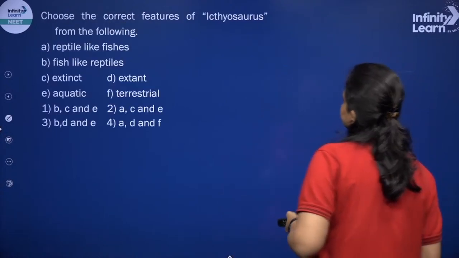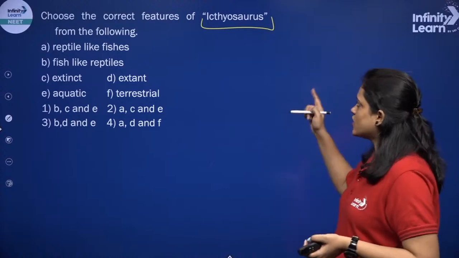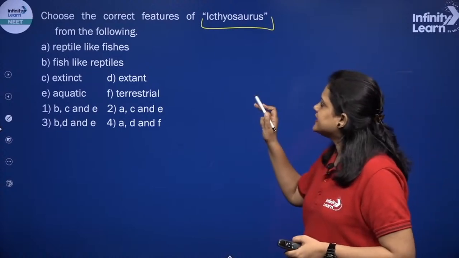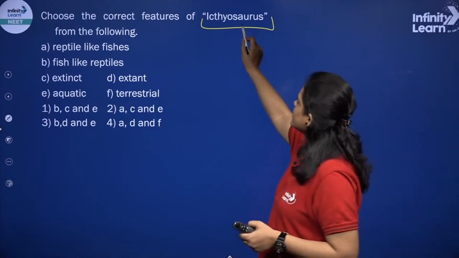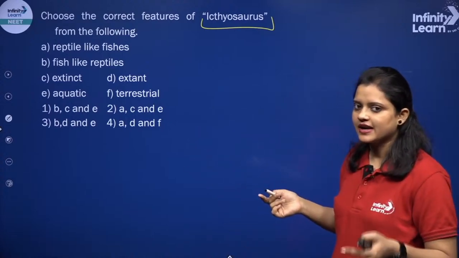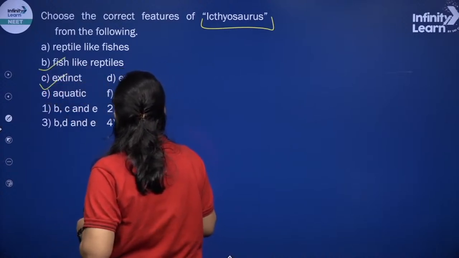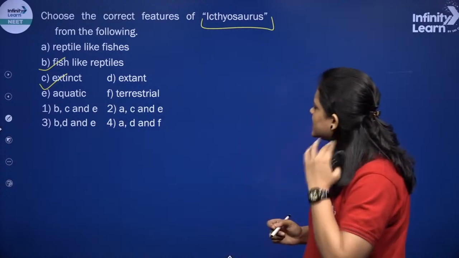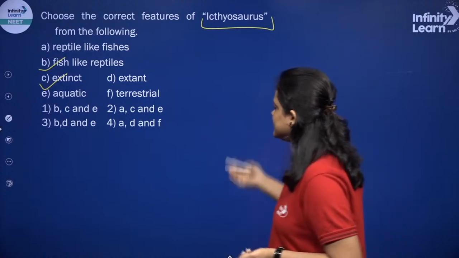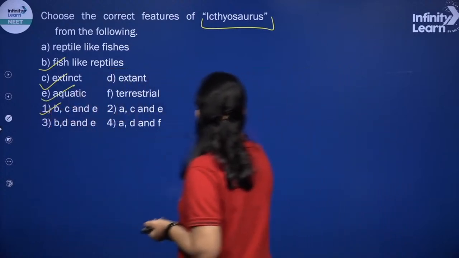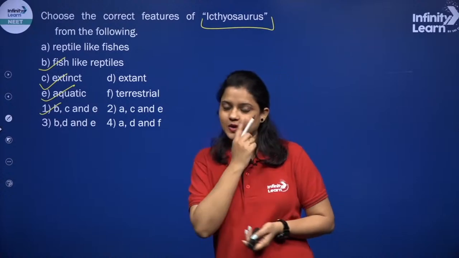Next question. Choose the correct features of ichthyosaurs from the following. So ichthyosaurs are extinct, that we know for sure. It is a reptile-like fish or fish-like reptile. Since it is saurs, it means it is a reptile, and it is a fish-like reptile that used to live underwater. It is extinct. And whether it is terrestrial or aquatic, let's see. It should be aquatic, right? B, C and E should be the correct option. Why? Because ichthyosaurus is a reptile that lives in water, so it is an aquatic organism. So the correct option here is 1.